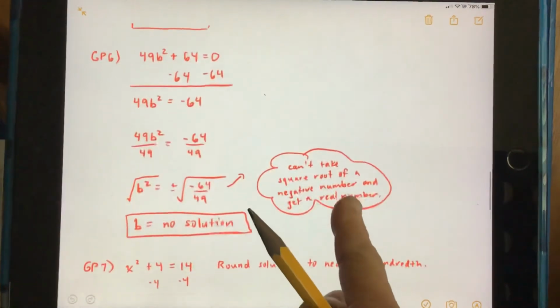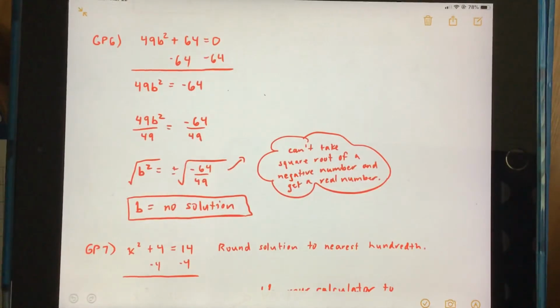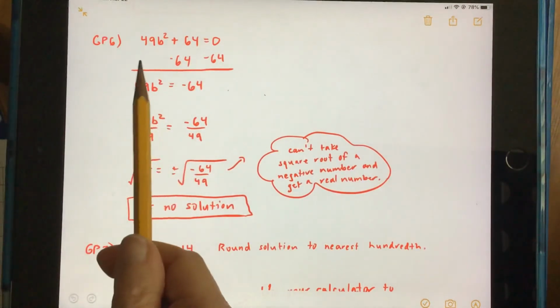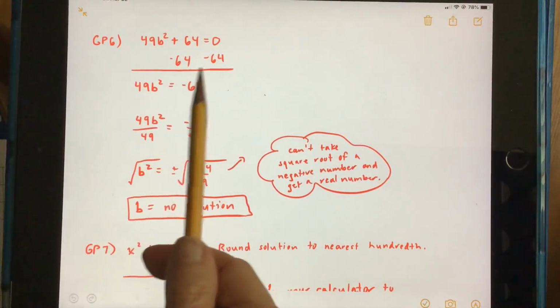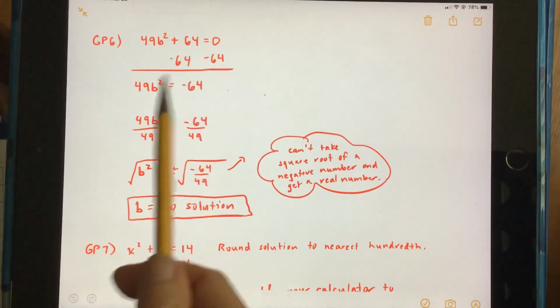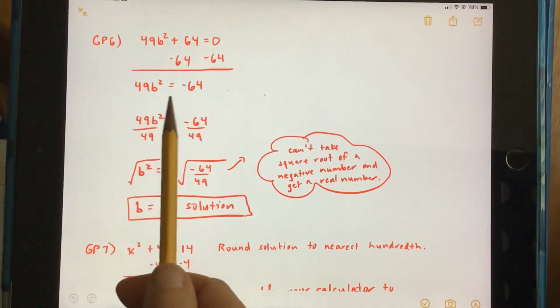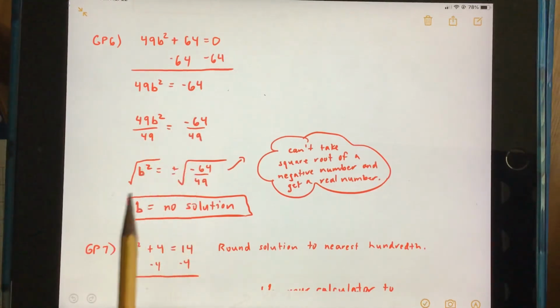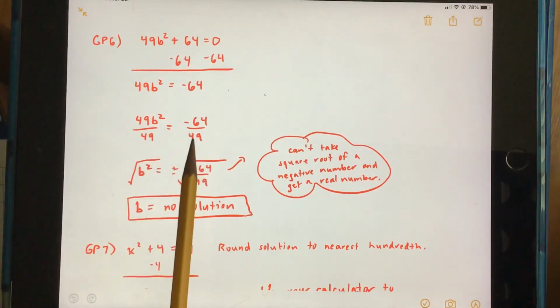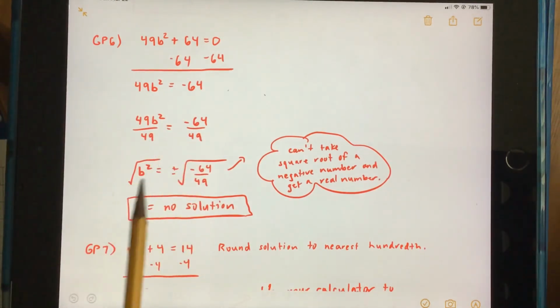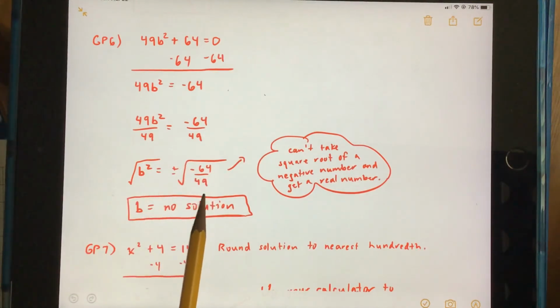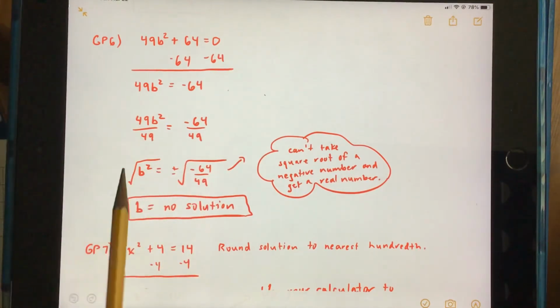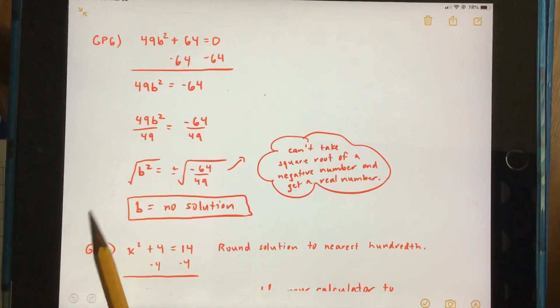Here comes another problem where we're going to find there is no solution. On this one, 49b squared plus 64 equals 0. We're going to start by subtracting 64 on both sides. That will give us 49b squared equals negative 64. Then we're going to divide both sides by 49. And we're going to get b squared equals negative 64 over 49. We're going to take the square root of both of those sides to get this down to b.